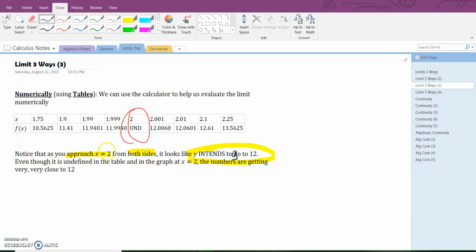Even though it's undefined in the table and in the graph at 2, the numbers are still getting close to it. So even though it's not going to actually reach 12 because it's undefined, it's getting close to it. Once that's written down, we'll move on.